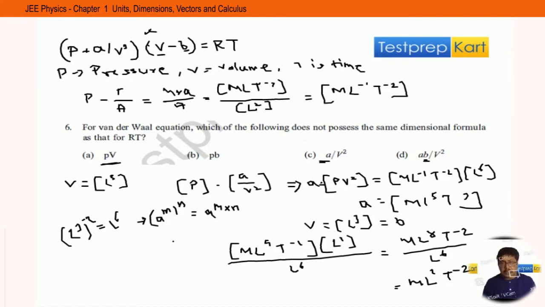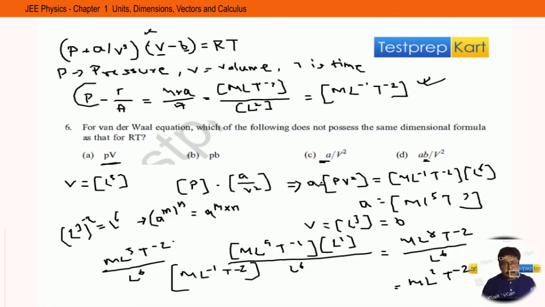But nowhere are we getting this one. Come to this formula. Here what is happening? A means M, L to the power 5 and T to the power negative 2 by L to the power 6. So what do we get over here? M, L to the power negative 1 and T to the power negative 2. That we get with this one. We need to find this formula only. So the correct answer is C.